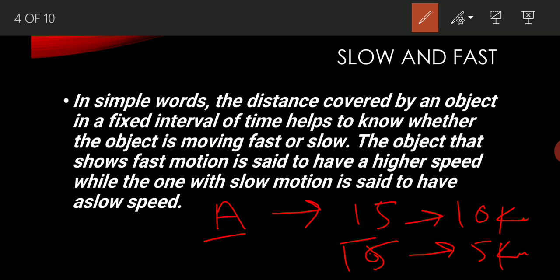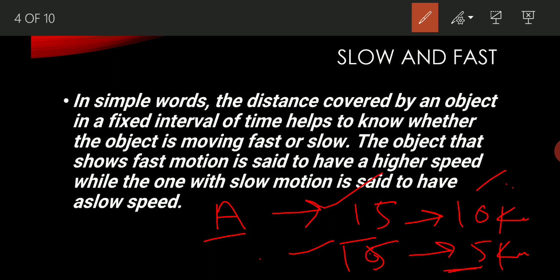Clear? Now we can say that car A the first time moves with fast motion, and the second time it moves with slow motion, because it travels only 5 kilometers in 15 minutes and previously it traveled 10 kilometers in 15 minutes. So in this way we can say that the object is moving slow or fast. The same thing we have to measure, that is distance and time: in the particular time, how much distance it has covered.